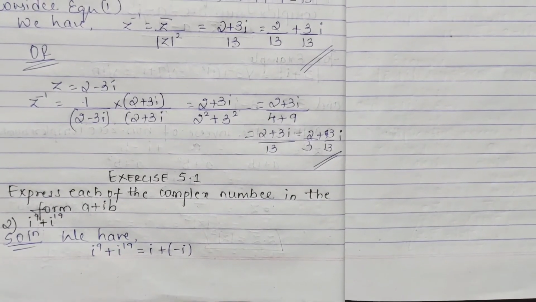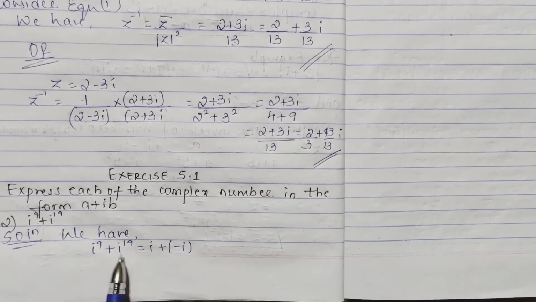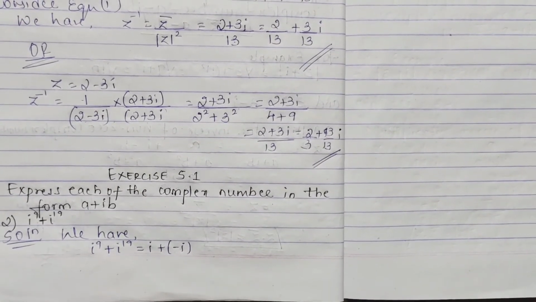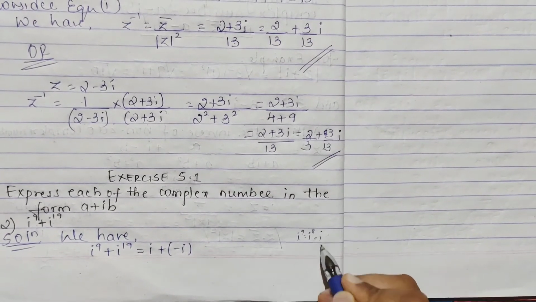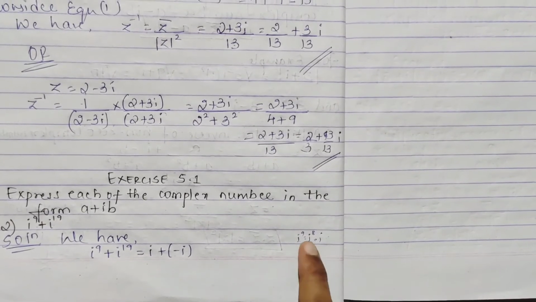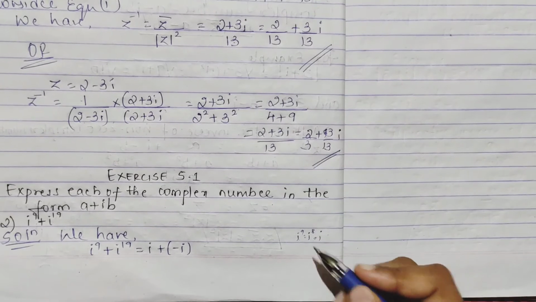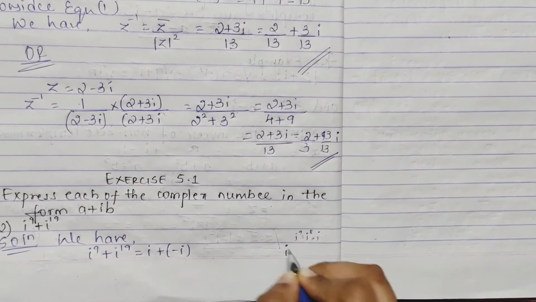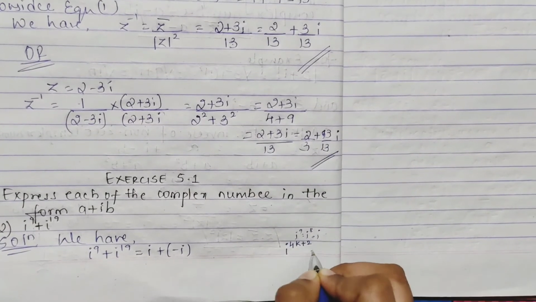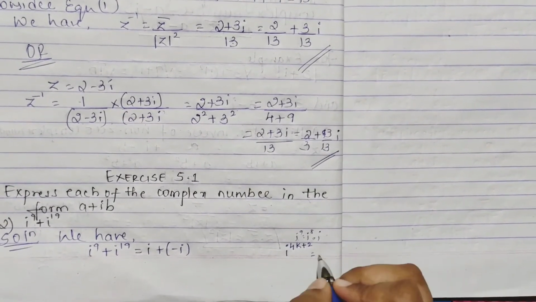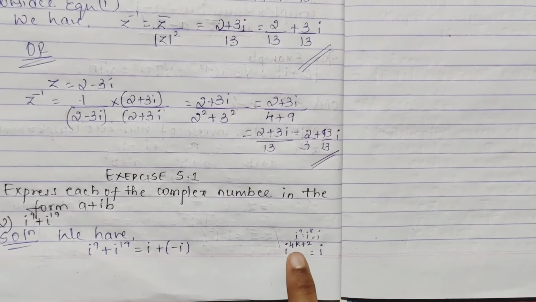So solution, how I am doing: i raised to 9, i raised to 19, values only you have to put, right? i raised to 9 is i, i raised to 19 is minus i. How it has come, I have already told you. i raised to 9 you can split as i raised to 8 into i. For that you should know i raised to 8. This you have to do like i squared, i cubed, i to the 4, all those things. Or i raised to 4k plus 2. i raised to 4k plus 2 is what? It is i. This we know in general.